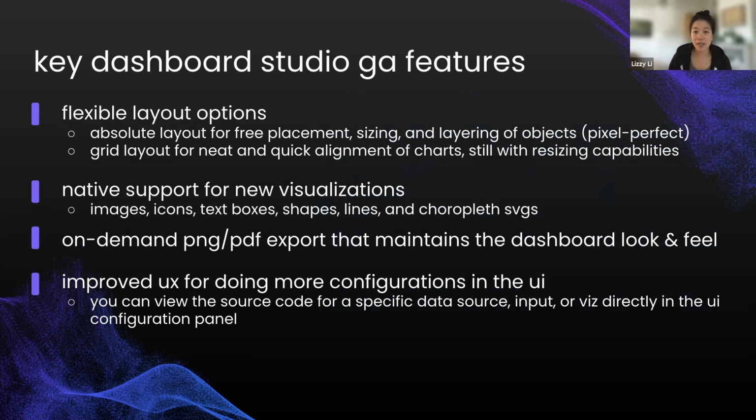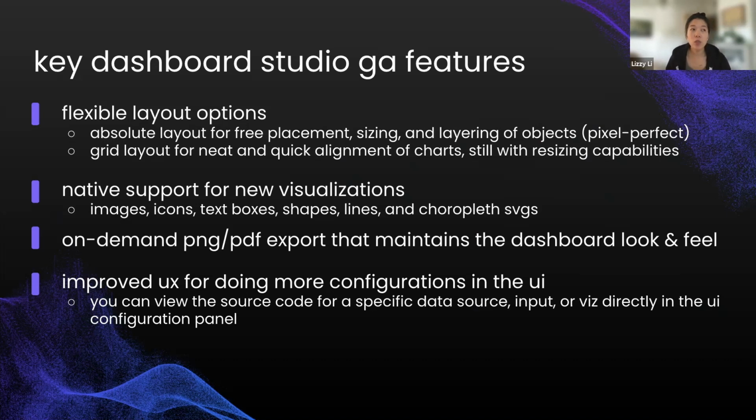Some of the key Dashboard Studio features to look out for when you're getting started are, obviously, the flexible layout options. If you haven't already had a chance to play with the beta app, you'll see that you now have two layout options to select from whenever you're creating a dashboard. One is absolute layout, which you can think of as a free-form canvas for pixel perfect positioning. So you can place objects wherever you want, resize them however you'd like, and even layer things on top of each other. The other option is grid layout.